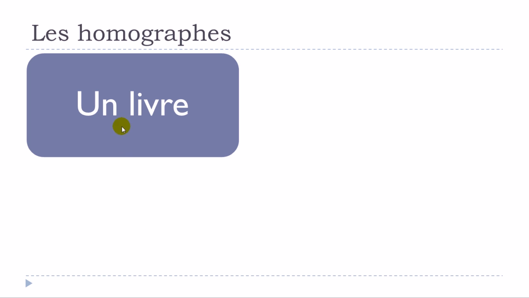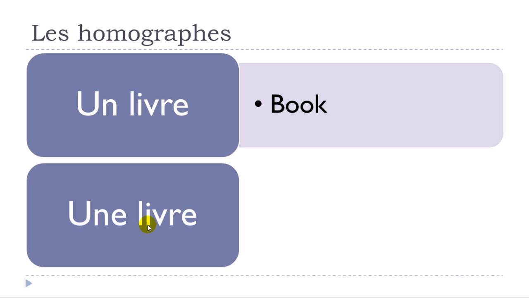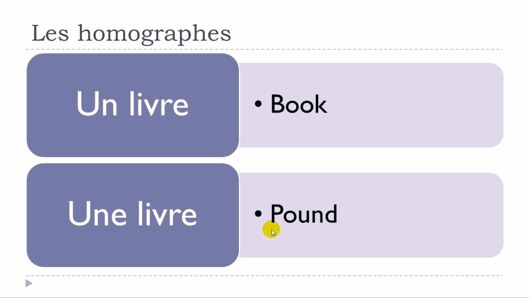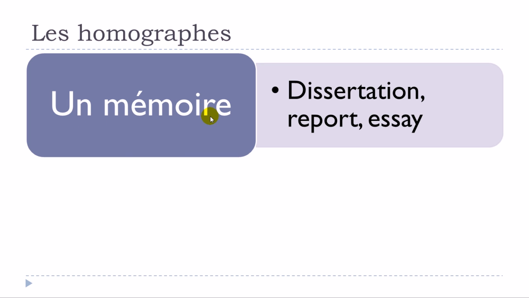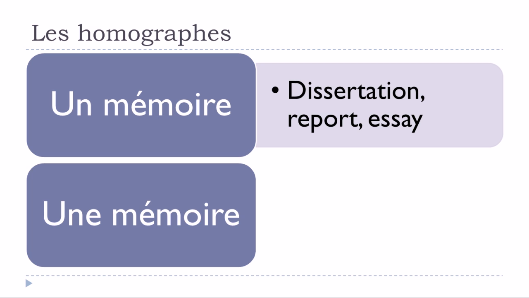And then un livre, une livre. Okay, so we're talking about the pound, so it can be well, the measurement for the weights, or it can be as well une livre sterling, so if we're talking about the money. Okay, un mémoire, and then une mémoire.